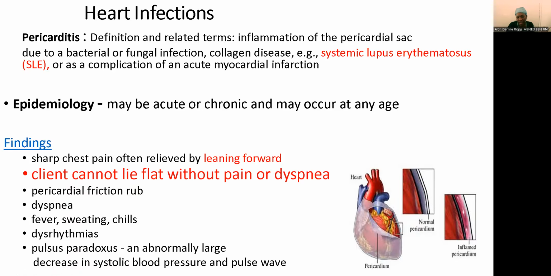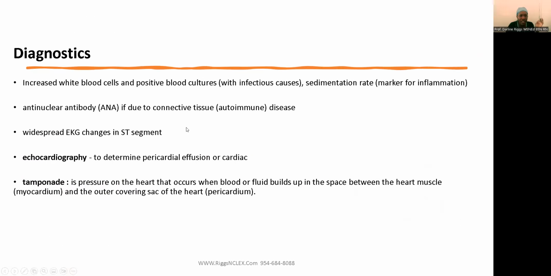But they're out of breath. They may have a fever, sweat, chill, depending on what's causing it. So they may have differences between their systolic blood pressure, their pulse wave, that's the pulses, pulsus paradoxus, fluctuations and abnormalities. The condition causes that.